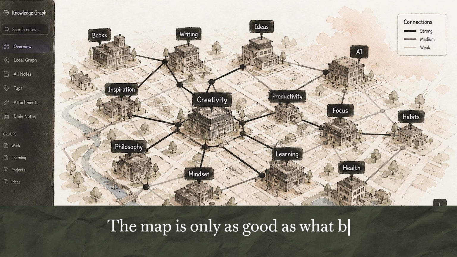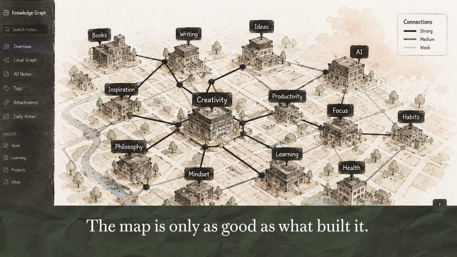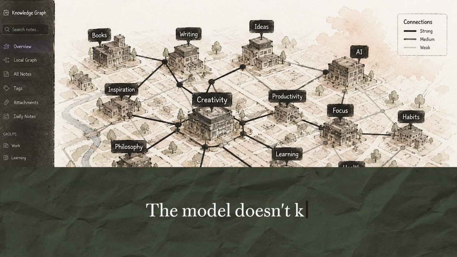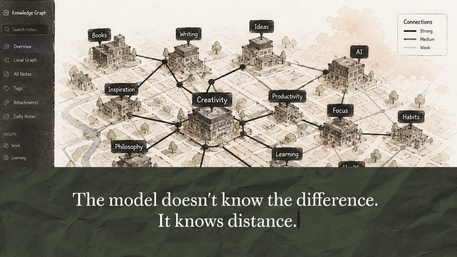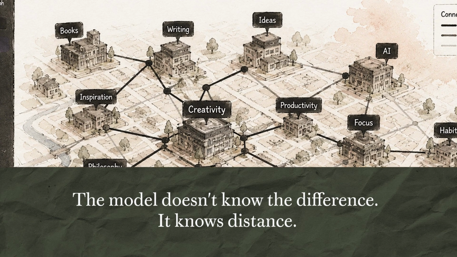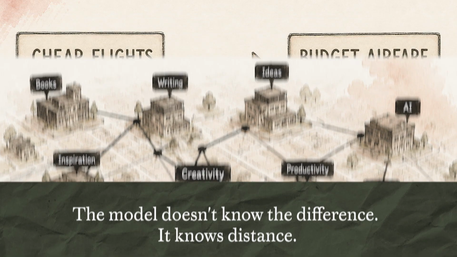The map is only as good as what built it. Embeddings learn from human data, which means they pick up human patterns, including the ones we'd rather not pass on. Two things can end up as neighbors on the map because of how we've historically used them, not because they logically belong together. The model doesn't know the difference, it just knows the distance. And a dart that lands in the wrong neighborhood returns confident results anyway. The map finds the nearest thing. It doesn't check whether nearest happens to be right.